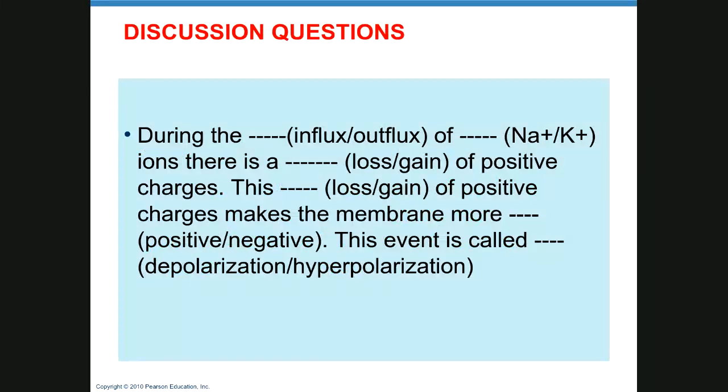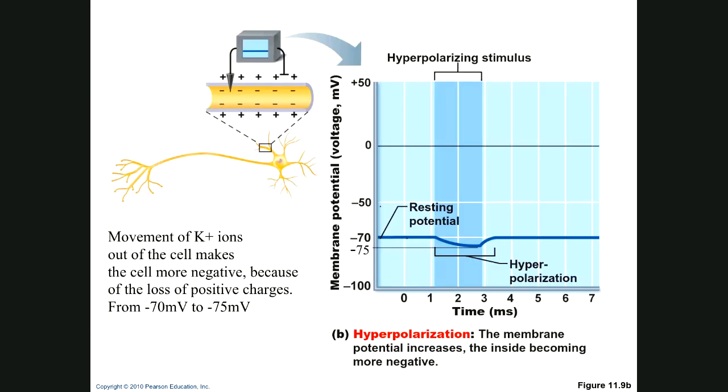So during the outflux of potassium ions, there is a loss of positive charges. This loss of positive charges makes the membrane more negatively charged. This event is called hyperpolarization. And here's hyperpolarization. The membrane is at rest, becomes more negative. That's hyperpolarization.